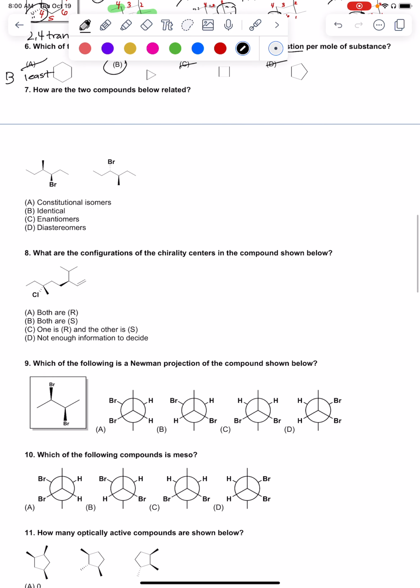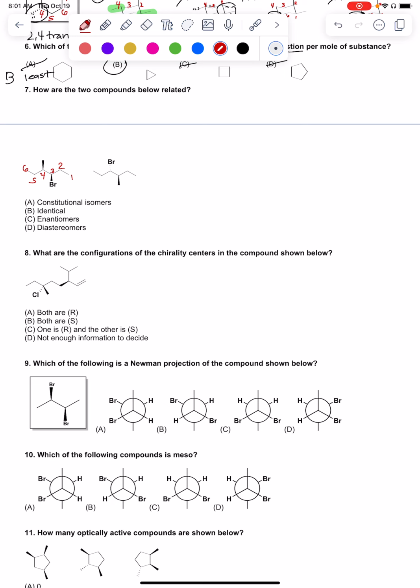Okay, how are the two compounds below related? Well, we have two chiral centers, it looks like, and one is changed. And I just want to make sure. Oh, but wait a second. These two are in different places. So I'm going to number my ring, my carbon chain. That's my first move if I'm unsure. So I've got a 1, a 2, a 3, a 4, a 5, and a 6.